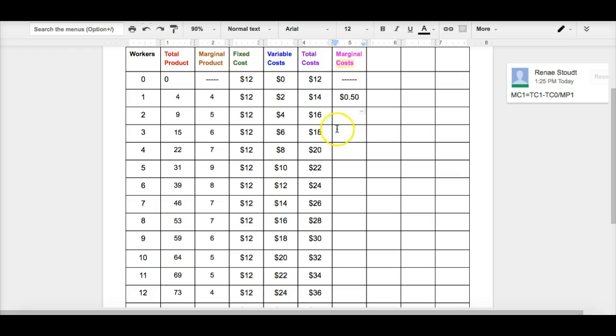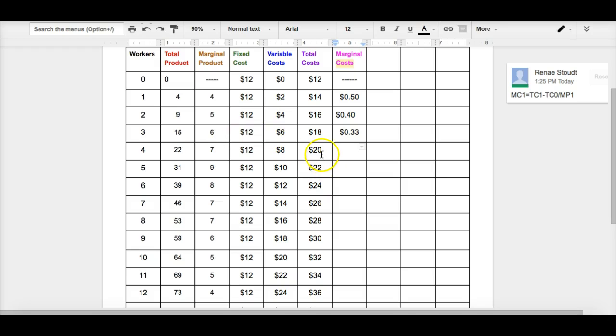At 2 workers, now we're going to be subtracting the line we're on, which is 16, minus the line above, which is 14. So 16 minus 14 is 2. And we're dividing by the marginal product at this line, which is 5. So 2 divided by 5, you put it in your calculator, is 40 cents. Remember, this is money, so we are going to the nearest penny. We can't leave it as a fraction. At 3 workers, we're subtracting 18 minus 16, again 2, and dividing by marginal product of this line, which is 6. So 2 divided by 6 will give us 33 cents.